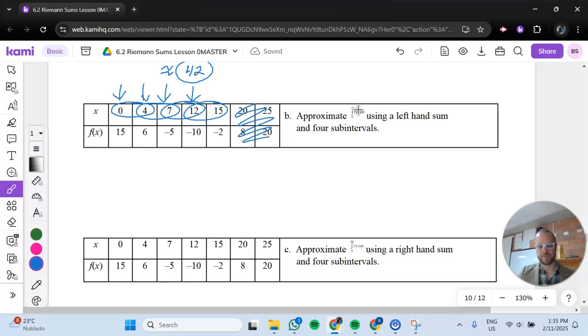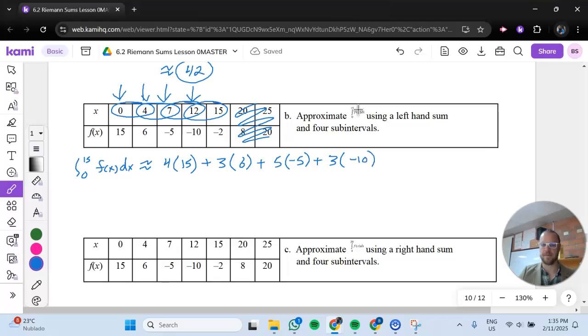All right, so from 0 to 15, the integral of f(x) dx can be approximated by that first one is going to be a width of 4 times a height of 15, because I'm using the left-hand sum. Plus, then I'm going to do from 4 to 7 is a width of 3, and our height at the beginning there on the left is 6. Plus, our width from 7 to 12 is 5, and our height is -5 there. And then our width from 12 to 15 is 3, and our height is going to be -10.